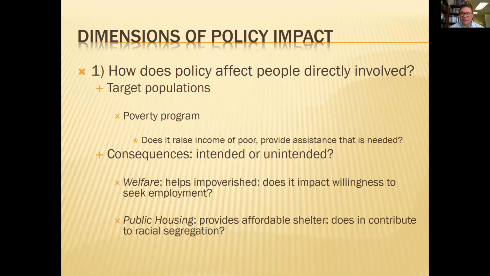So the intended consequence was to provide shelter for people. The unintended consequence was we didn't integrate them into the community around them, and we segregated them. So that unintended consequence has been reflected in recent housing policy where we've tried not to build these concentrated public housing projects anymore, but have worked more to integrate people into the community.